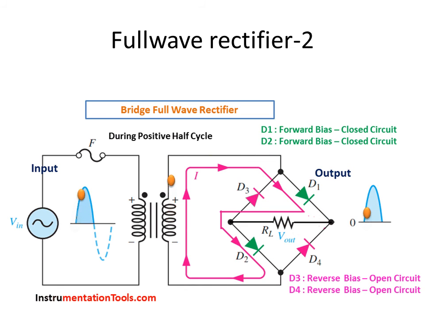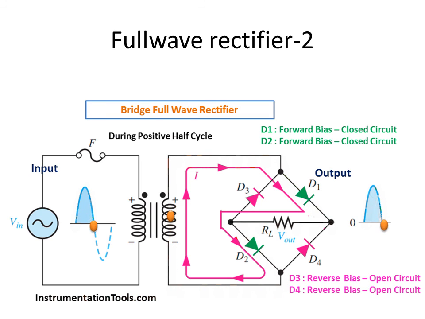So that means D1 will be forward biased and D3 will be cut off. Similarly, the negative part of the secondary, that is the bottom part of the secondary, is connected to the junction between D2 and D4, which means the negative of the source is connected to the N region of D2 and the P region of D4, which will make D2 forward biased and D4 reverse biased. So you have got 2 diodes, D1 and D2, which are conducting, and D3 and D4 are cut off.